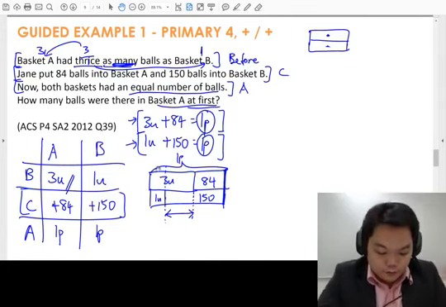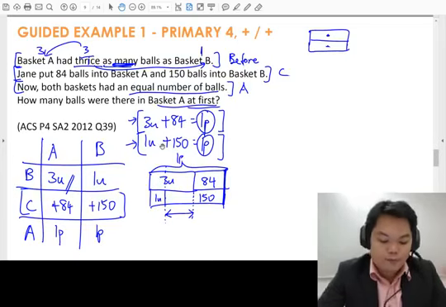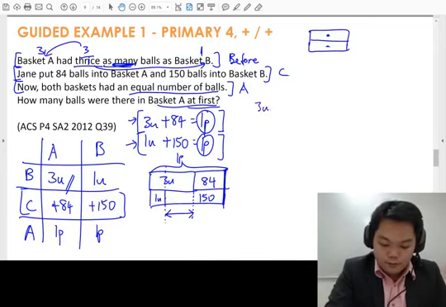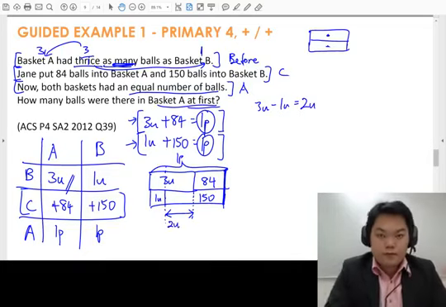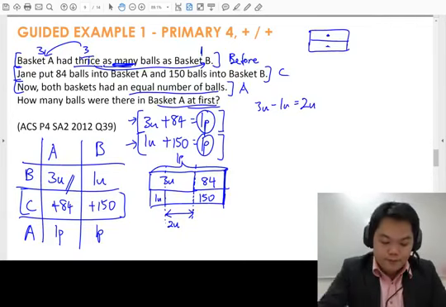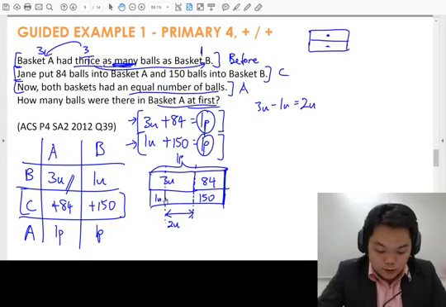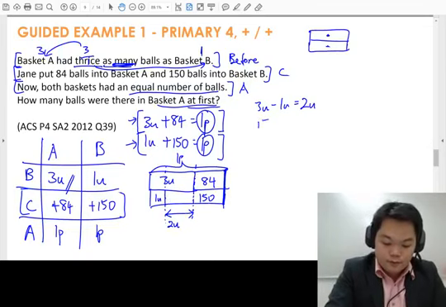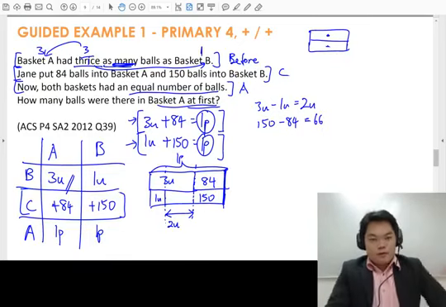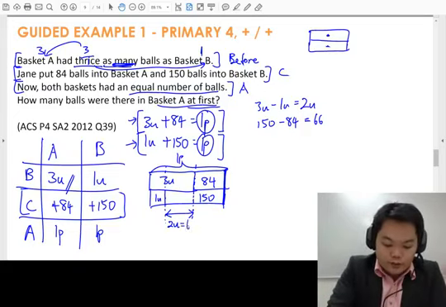So if I were to get rid of the 1 unit here on this left side, that would give me 2 units. Now at the same time, this entire length is 150. If I were to get rid of this 84 here, it will leave me with this gap over here. And that would give me 66. We can say that 2 units is 66.